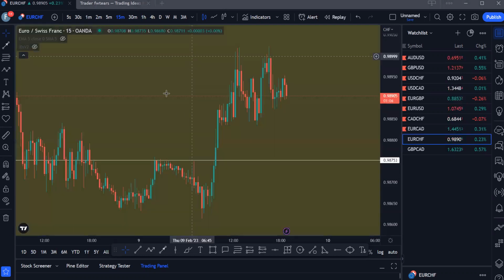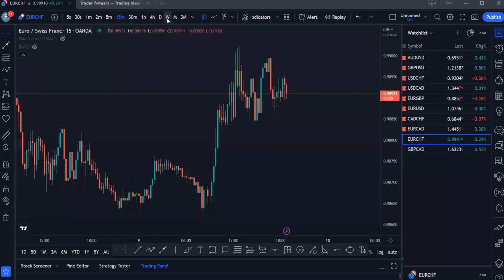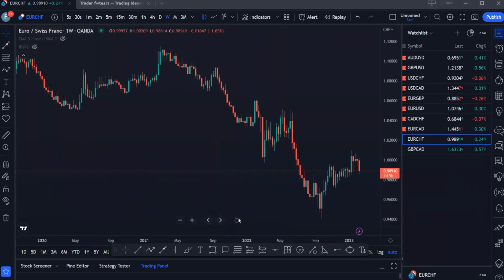Euro CHF will be our last pair for tonight. So let's go to the weekly chart. Okay, so what do we have going on the weekly here? Can somebody take a look at this pair and then tell me, is price in a downtrend or in an uptrend on the weekly charts? This is the weekly time frame.